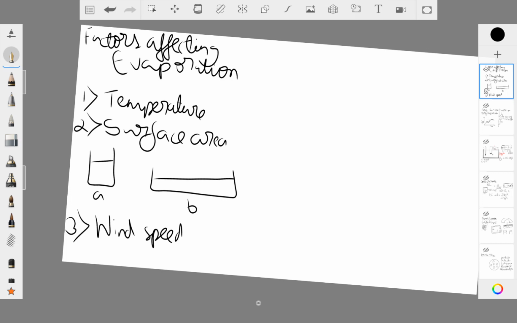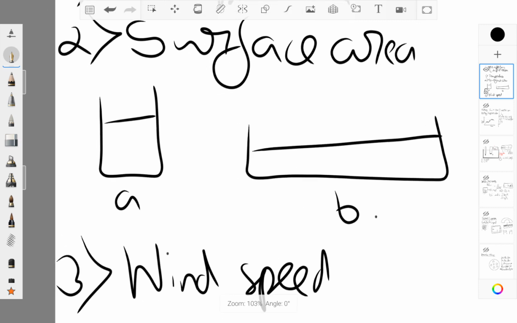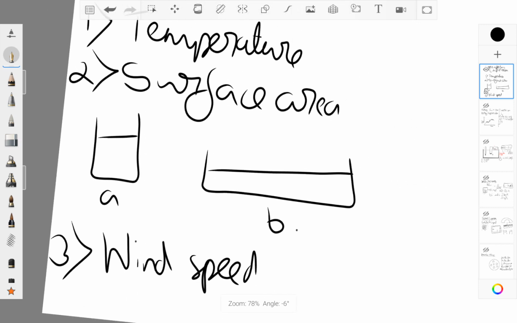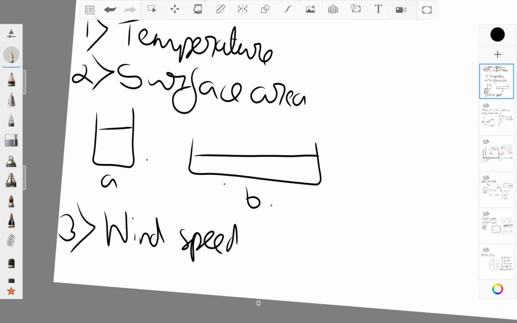The second factor is surface area. So the greater the surface area of the liquid exposed to air, the greater the rate of evaporation. And that is to say that container B has a greater rate of evaporation than container A, even if they both contain the same volume of water. And questions involving wide and narrow containers such as these are very common in paper 2, which is your MCQ paper.